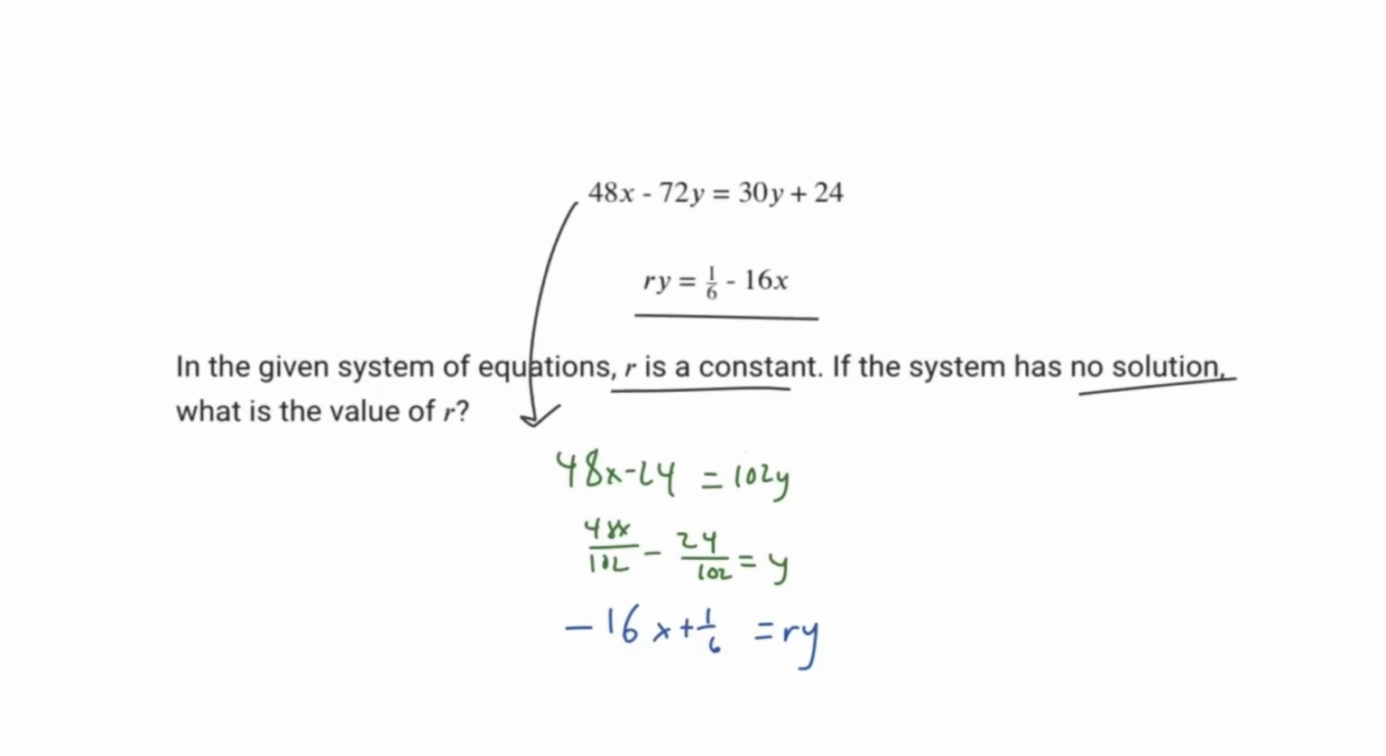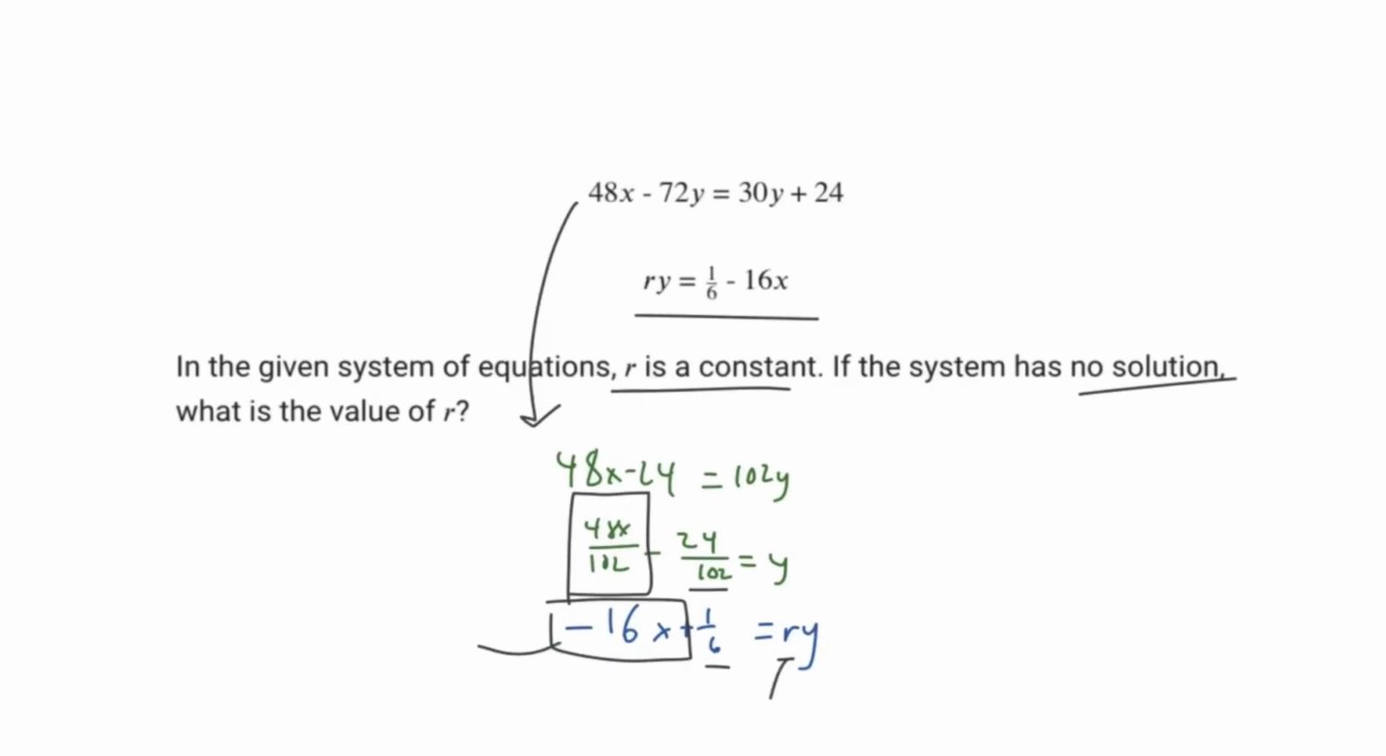This is important because we want to know the actual slopes, right? So our actual slope here is 48x over 102, and this one over here is negative 16x. And this is important because when you talk about a system with no solution, that means the lines don't intersect. In a system of linear equations, the only way that two lines don't intersect is if those lines are parallel, right? And how do you get parallel lines? Well, you need the exact same slope, but different y-intercepts. You can see here that they have different y-intercepts, but they need the same slope, which they currently don't have. But we can give them the same slope by changing R to the correct value.